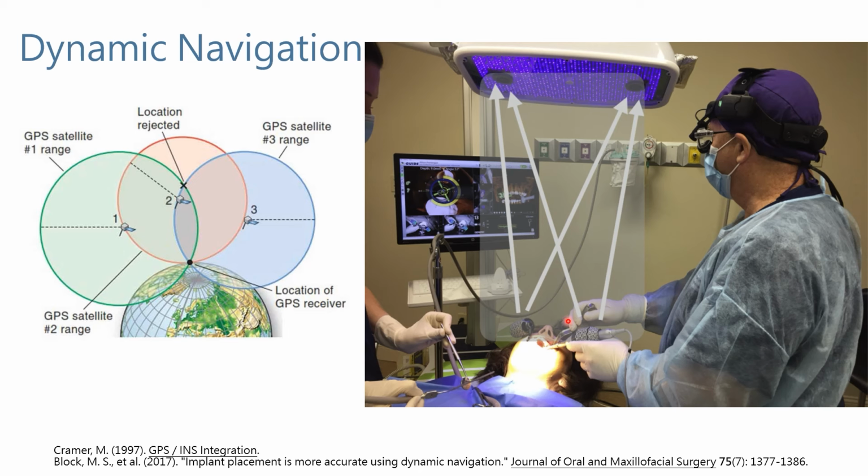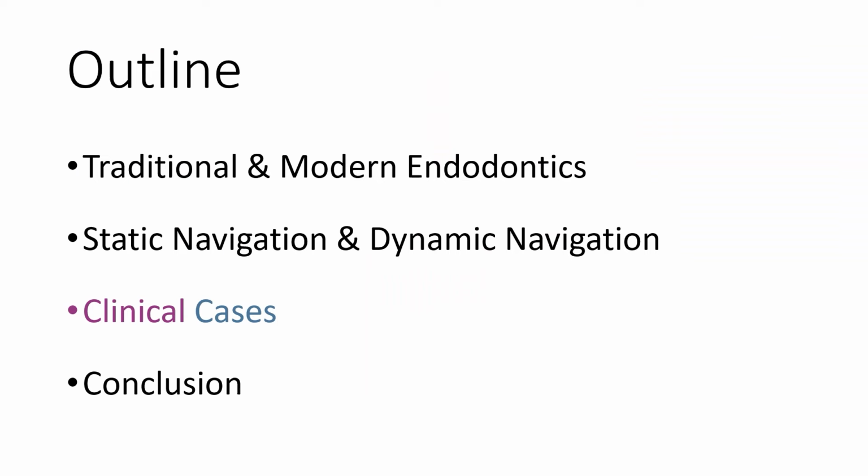And this is just like the satellite. These two cameras here are like the satellites, and the QR code here is maybe your phone, your iPhone, your GPS here. And the distance of these two and the distance between this, they will calculate and give you the feedback into the dynamic navigation that you're doing.